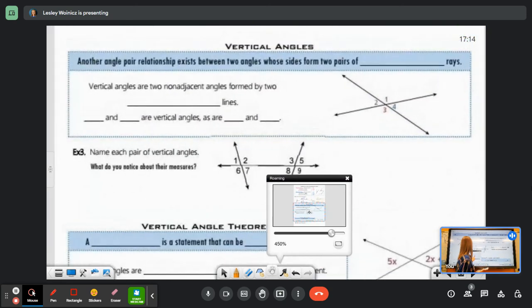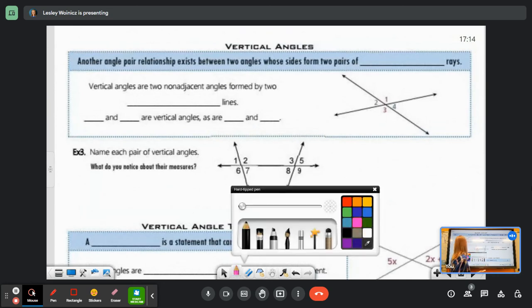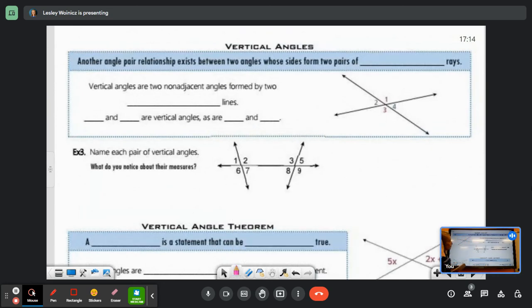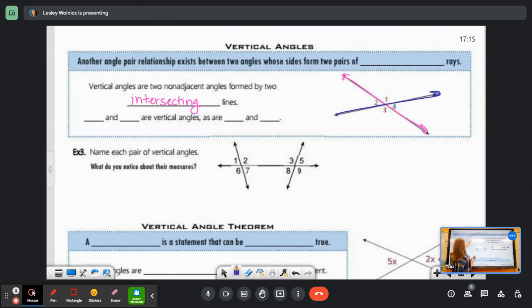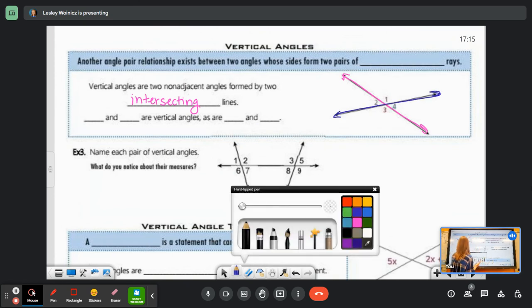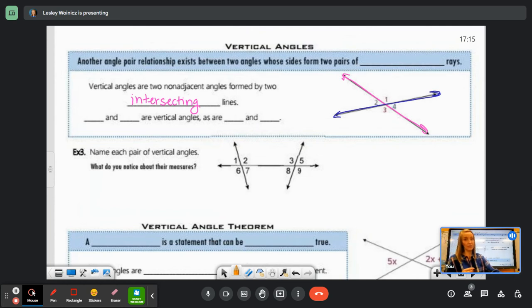Okay, now vertical angles. This is something new. We haven't talked about this yet. Vertical angles are two non-adjacent angles formed by two intersecting lines. Okay? So you can see this is one of the lines, and this is one of the lines. Now, the vertical angles are the ones that are opposite each other.